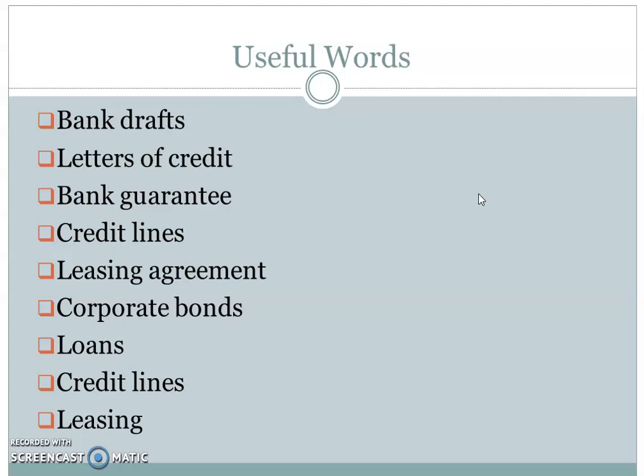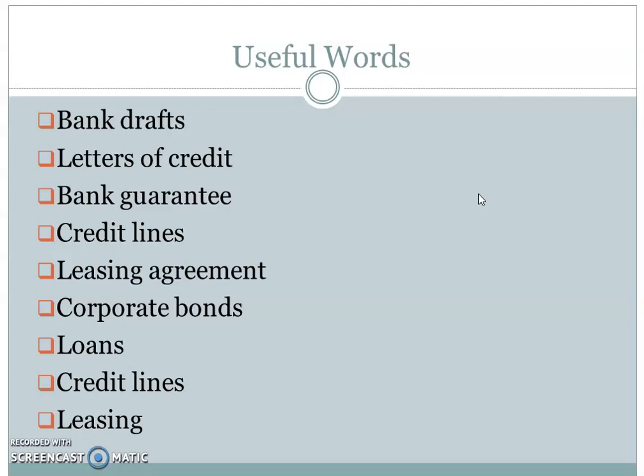A bank guarantee means that the bank will cover a debt if the person who has borrowed the money cannot pay it back. Next is credit lines. Credit lines are flexible loans in which a customer pays an origination fee but only pays interest on the amount he or she borrows.